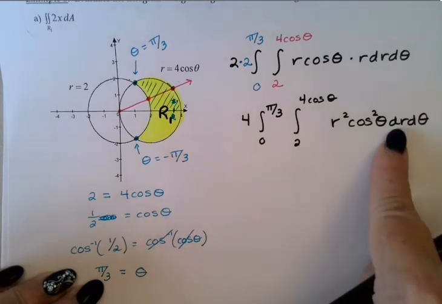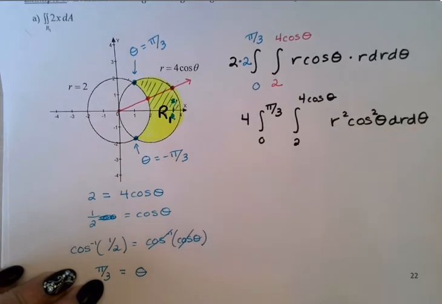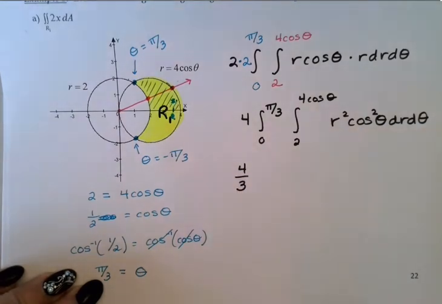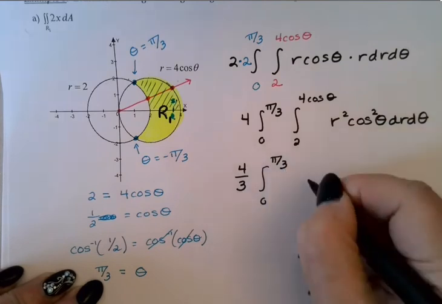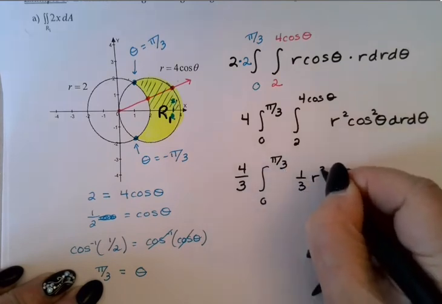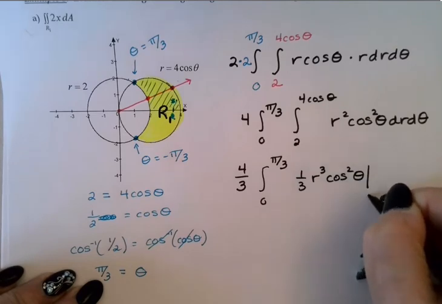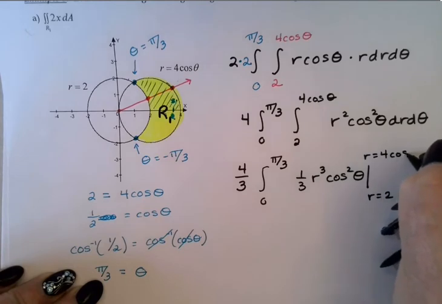We'll go ahead and do the r integral by hand. So integrating the r squared is going to give me a 1/3 r cubed. I'm going to pull the 1/3 out, put it there with the 4. And this goes from r equals 2 to r equals 4 cos theta.